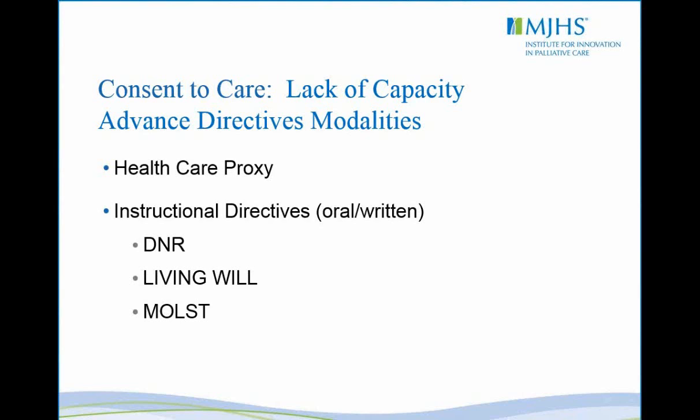Anybody can write on a piece of paper, I will see the requirements later on, that in such and such a situation, I don't want that to be done, and so on. Instead of calling that a will, which usually has to do with your assets, it is a living will about what to do with your body in such and such circumstances. And there's also the MOLST form.